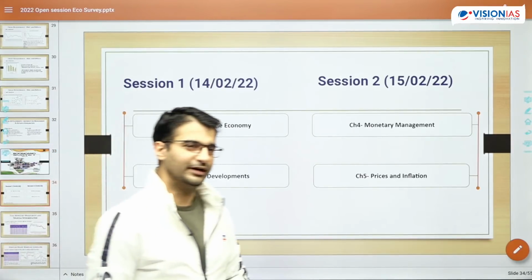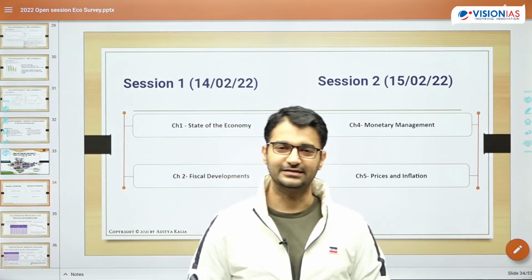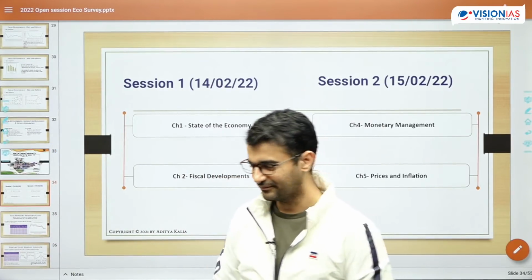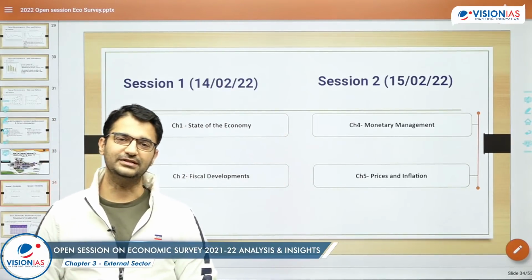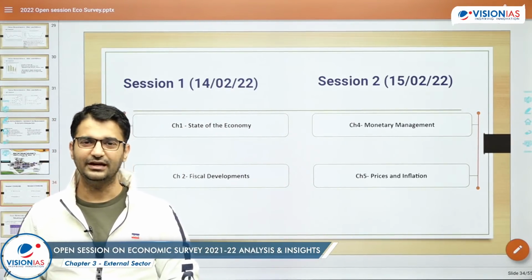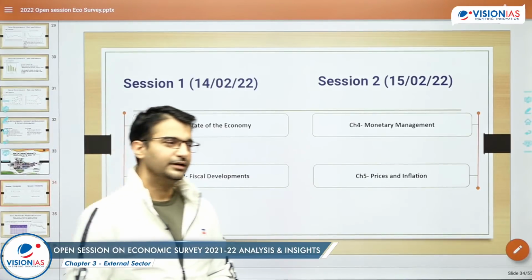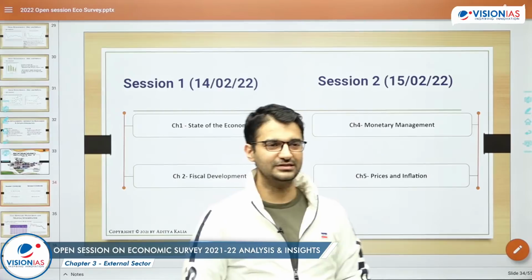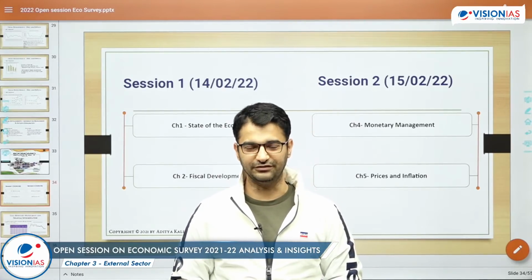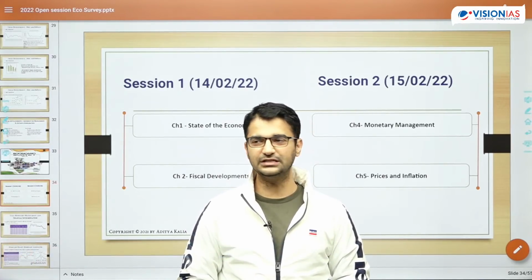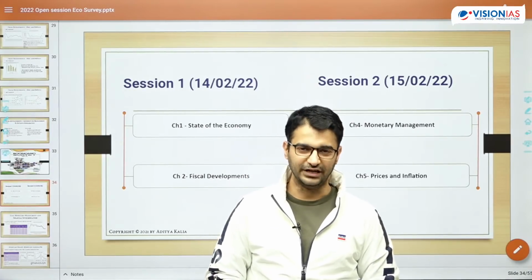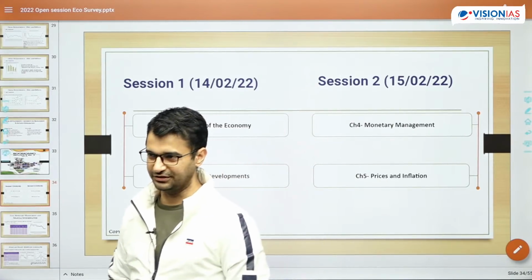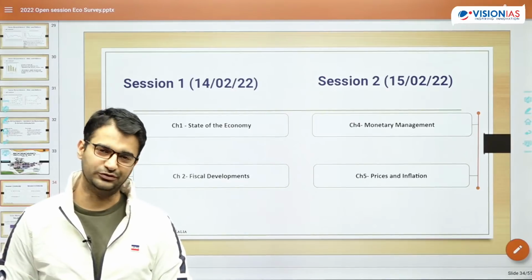I welcome you all again to this session number 2 of Economic Survey. In yesterday's session, we discussed the first 2 chapters, that is the state of the economy and fiscal developments. Today we will be discussing 2 more chapters, chapter number 4 and chapter number 5. Chapter number 4 deals with monetary management and financial intermediation, and chapter 5 deals with prices and inflation. So today our target is to cover these 2 chapters.